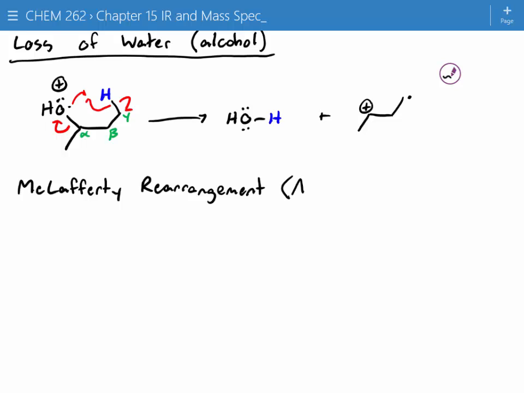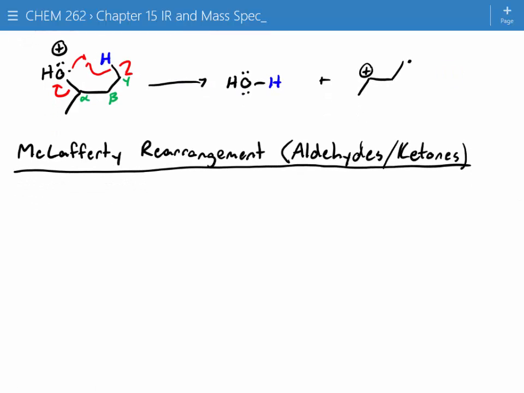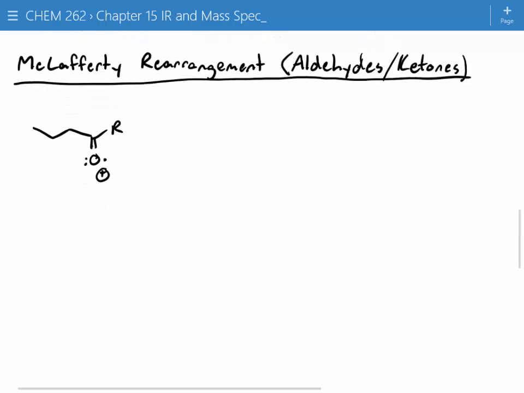And this is for aldehydes and ketones. And so let's draw out an aldehyde here. Actually, I'll just label one side as R. That way we're not calling it just an aldehyde or just a ketone. And so when we shoot this molecule with electrons, we're going to knock one electron off of the oxygen, giving it a positive charge. Right? So now we've got our parent molecular radical cation.